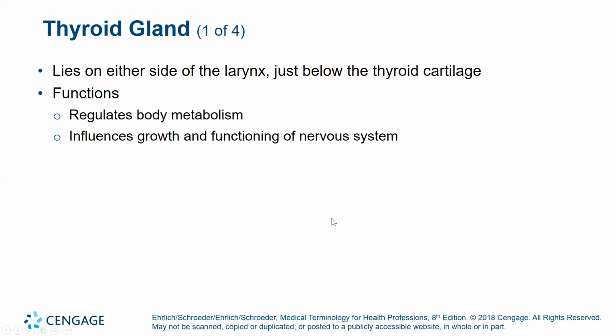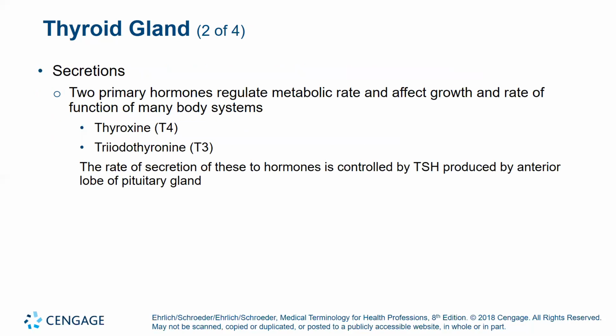We have the thyroid gland. This lies on either side of the larynx, just below the thyroid cartilage. The function of the thyroid gland then is to regulate body metabolism. It also influences growth and functioning of the nervous system. Secretions, there are two primary hormones. We have the T4, thyroxine, and then we have the T3. The two primary hormones regulate metabolic rate and affect growth and rate of function of many body systems. The rate of secretion of these two hormones is controlled by TSH, produced by the anterior lobe of the pituitary gland.